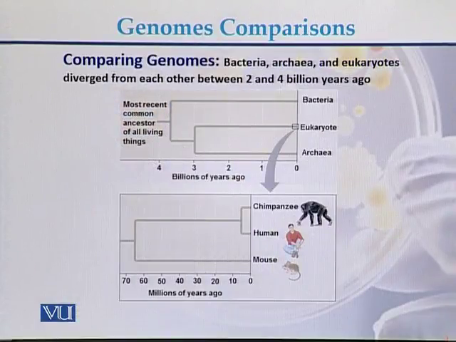When we compare genomes, we can see how genomes diverged from each other. Here we can see that the genomes of bacteria and eukaryotes diverged from each other approximately 4 billion years ago. The genomes of the mouse and the human diverged from each other approximately 60 to 70 million years ago. If we compare the genomes of human and chimpanzee, we see that they diverged less than 10 million years ago.